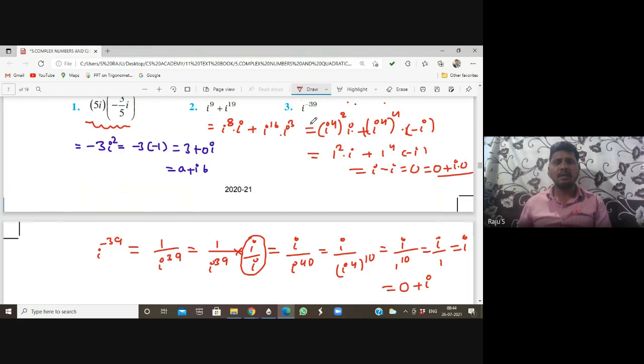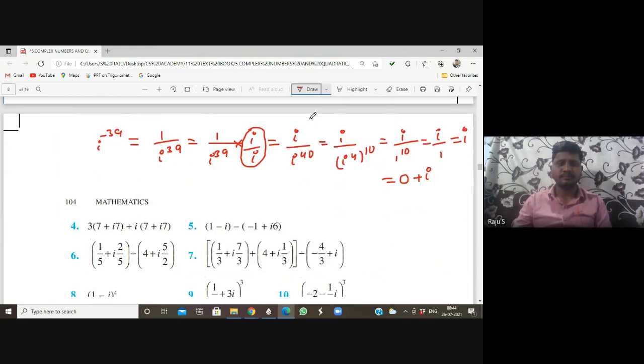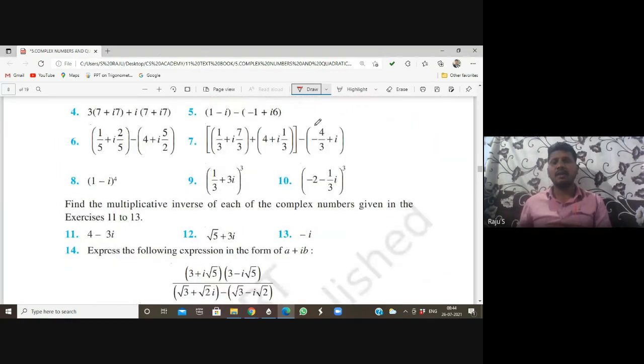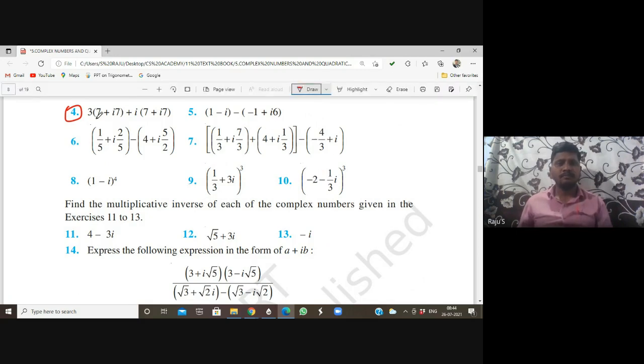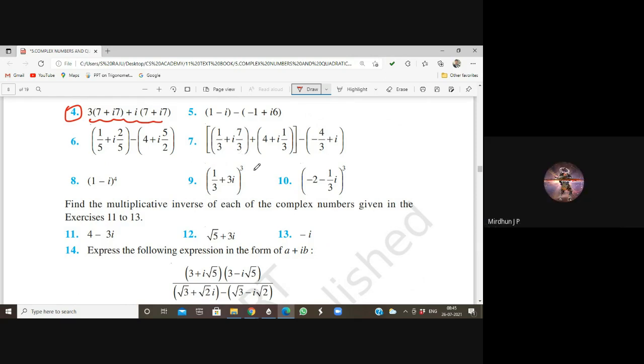Is it clear till question number 3? In each and every question you only solve. Tell me the answer for the 4th question, fast. All are very easy. See here, in question number 9 you can apply (a+b) whole cube. Question number 10, you can take minus common, again apply (a+b) whole cube. This is also multiplied with 3 here, multiplied with iota here. Do all the problems till question number 14.